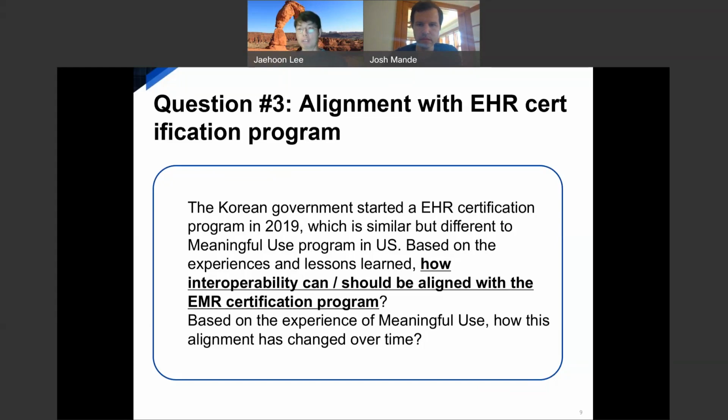But generally speaking, our problem is that we have to do what the US has done over the last 15 years in a shorter period of 3 to 5 years. And while we are working on the EHR certification program on one hand, on the other hand we are working on an interoperability project. When we have to align these two, we want to align interoperability as part of the EHR certification program, but we are not quite sure how we can do that well. And we would like to learn from lessons learned and experience from the US.